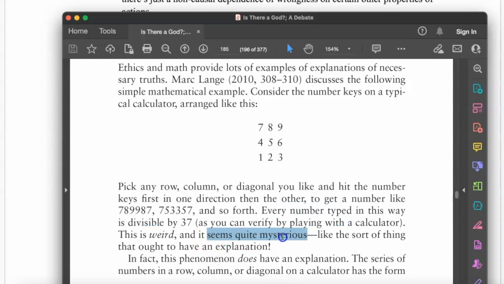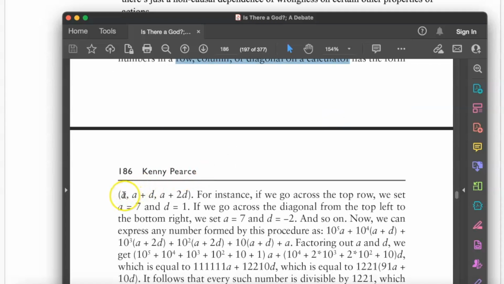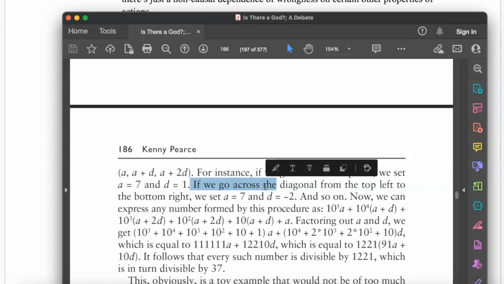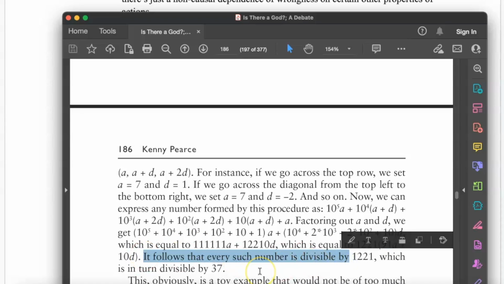Now, that's weird, and it seems quite mysterious, like the sort of thing that ought to have an explanation. And in fact, this phenomenon does have an explanation. The series of numbers in a row, column, or diagonal on a calculator has the form A, A plus D, A plus 2D. For instance, if we go across the top row, we set A equal to 7 and D equal to 1. If we go across the diagonal from the top left to the bottom right, we set A equal to 7 and D equal to negative 2, and so on. Now, we can express any number formed by this procedure as 10^5 times A, plus 10^4 times (A plus D), plus 10^3 times (A plus 2D), and so on. If you factor out A and D and do a little bit more factoring, you get that this whole thing is equal to 1,221 times (91A plus 10D). It follows then that every such number is divisible by 1,221, which is in turn divisible by 37.